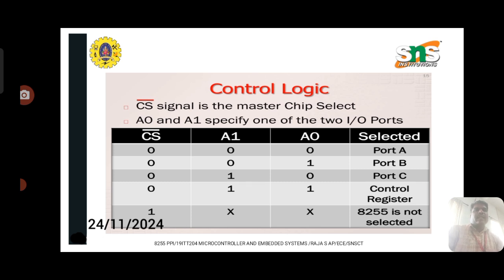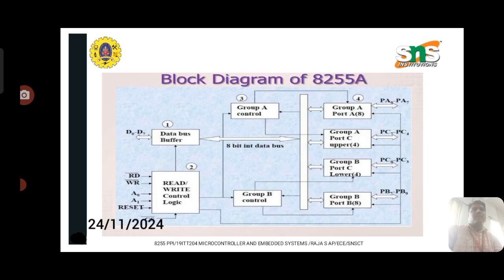Based on A1, A0 and chip select, the microprocessor can choose the ports. Whenever CS is 0, A1 is 0, A0 is 0, the microprocessor selects Port A of the 8255. Whenever CS is 0, A1 is 0, A0 is 1, it chooses Port B. Whenever CS is 0, A1 is 1, A0 is 0, it chooses Port C. Whenever CS is 0, A1 is 1, A0 is 1, it chooses the control register. Whenever chip select is 1, there is no connection between the 8255 and the 8086 microprocessor.